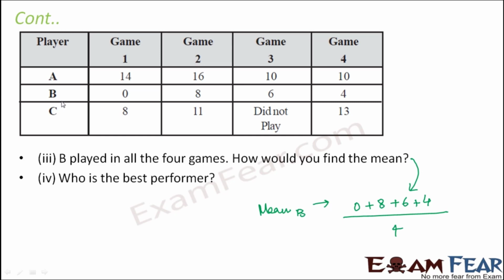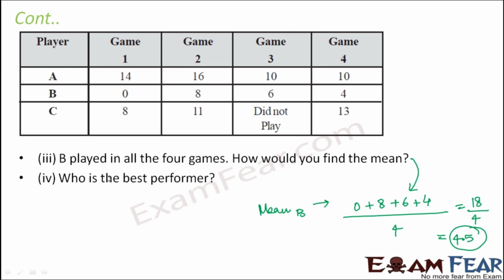In case of D, he played game 1 but scored 0. So we counted this as a number of games. But in case of C, he did not play game 3, so that was not counted. So now when you find this sum, it comes out to be 18 divided by 4, which is equal to 4.5. So the average score of B is 4.5.